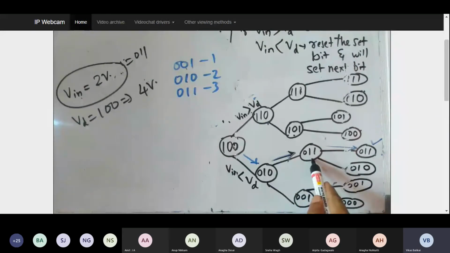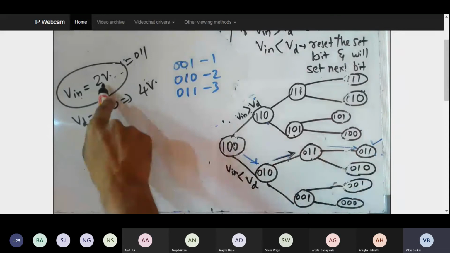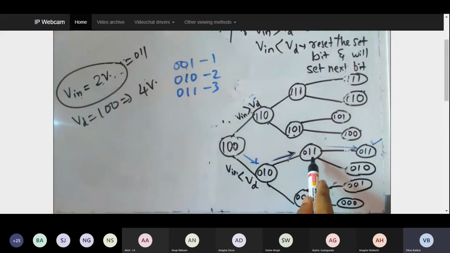In comparison, this is my Vd. Whether Vd is greater than or less than Vin, or Vin is greater than Vd. See, my Vin is 2 volt, and what I have written over here is 3. So Vin is 2 volt, Vd is 3 volt, and obviously Vin is less than Vd. If that is the scenario, it is finally going to take this path, and it ends up converting my 2 to 010.